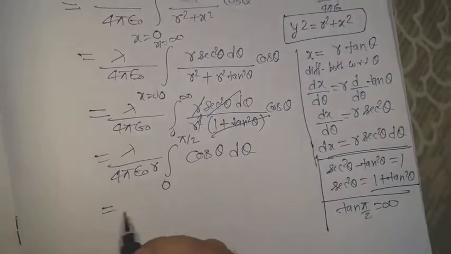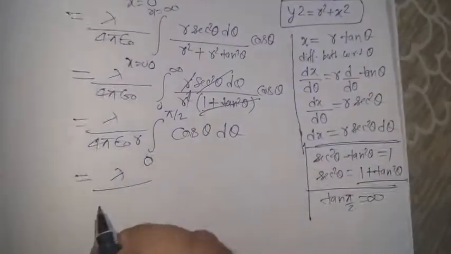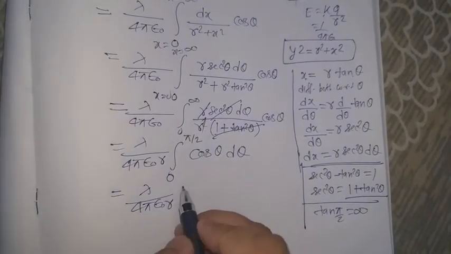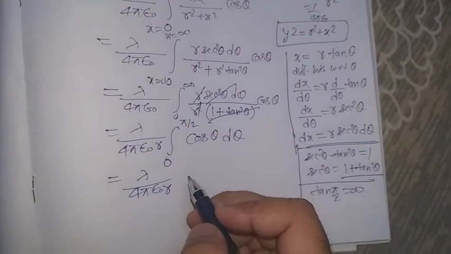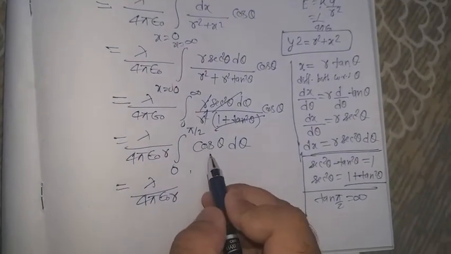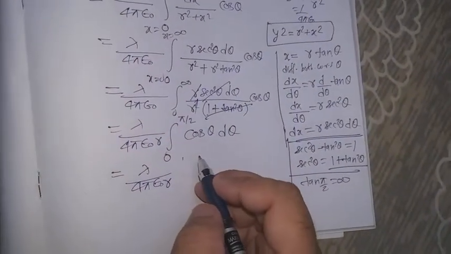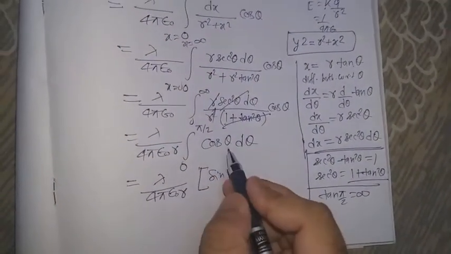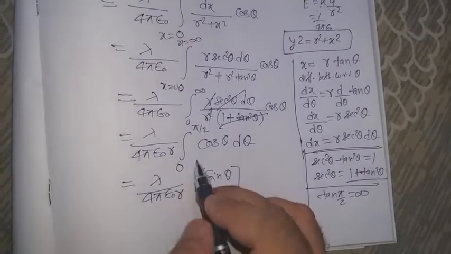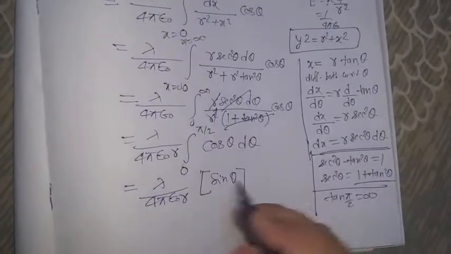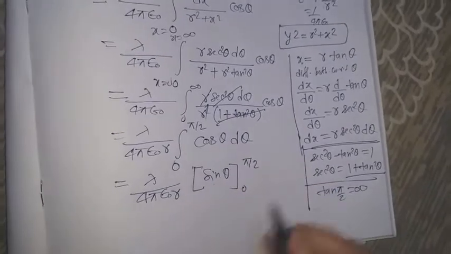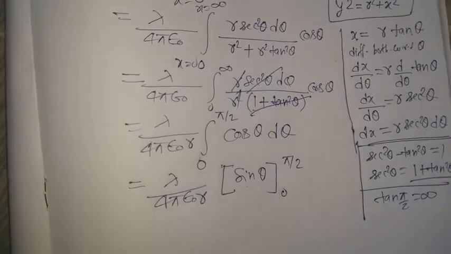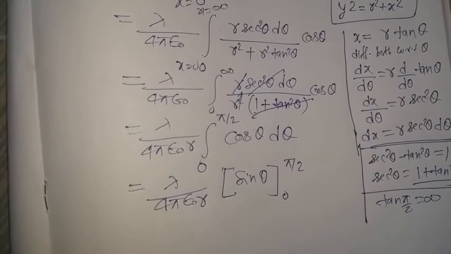Now we can easily write lambda upon 4 pi epsilon naught r, and cos theta d theta. What is the integration of cos theta? Integration of cos theta is sin theta, and the limit is 0 and pi by 2.